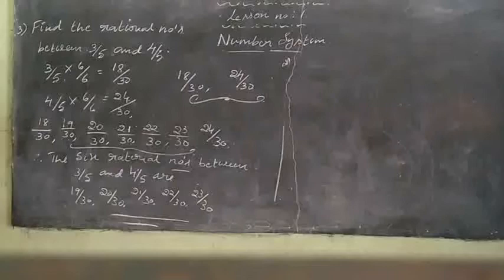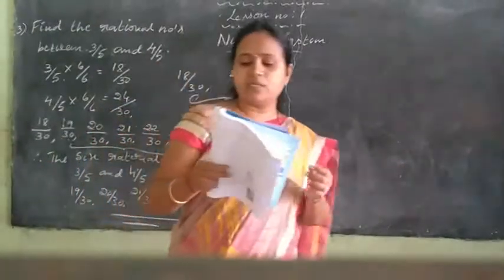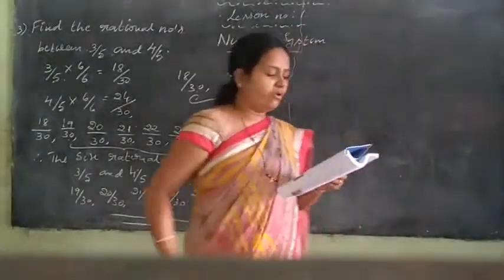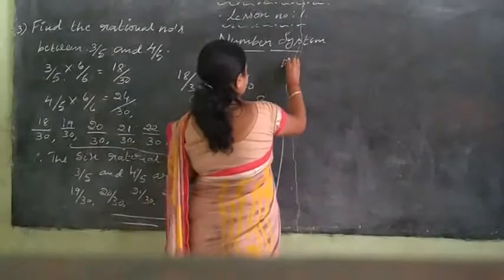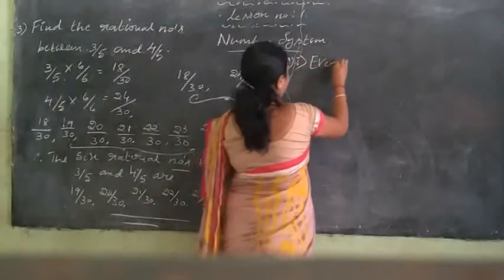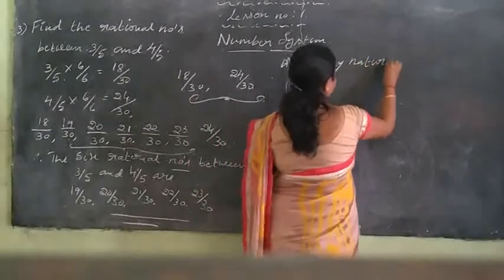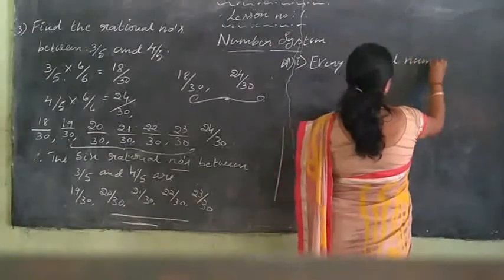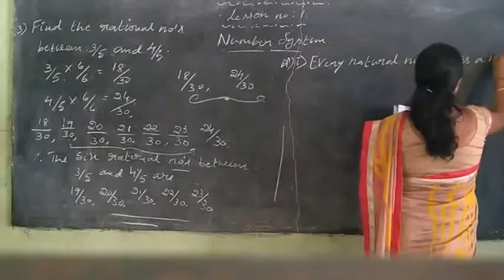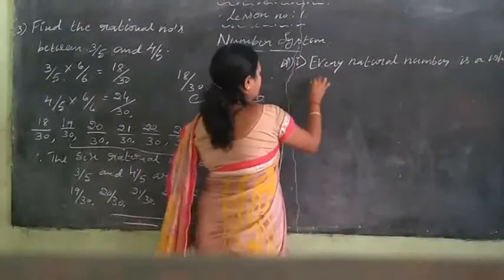So the fourth one is, children: State whether the following statements are true or false and give reasons for your answers. So we take up the first one, that is, every natural number is a whole number. Every natural number is a whole number.